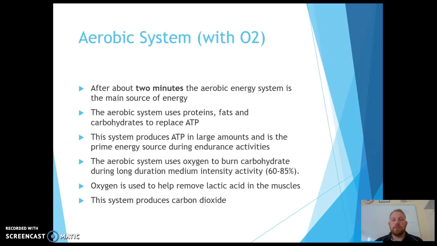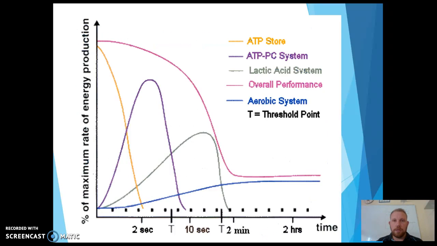The aerobic system uses oxygen to burn carbohydrates during long duration, medium intensity activity. So I say 65 to 85%. I'm happy with 60 to 85%. It really depends on the level of intensity that you're running at. And just a reminder that these percentages are relative to the percentage of your VO2 max. Oxygen is used to help remove lactic acid in the muscles. This system produces carbon dioxide, so that's why we breathe out CO2. That's what our muscles create.